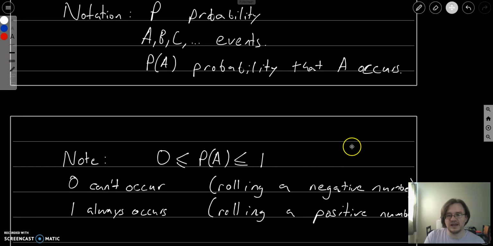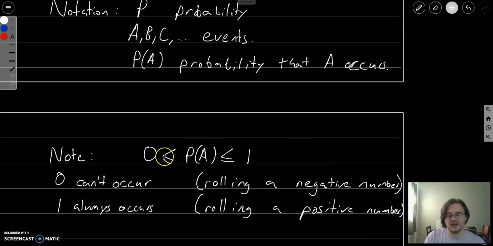One thing to note is that the probability that something occurs will be between 0 and 1. It could be equal to 0, it could be equal to 1, but it has to be somewhere in there. If the probability is 0, that means that the event can't occur. For instance, if you roll a die and you want to see what's the probability of rolling a negative number, well, you can't roll a negative number, so the probability that happens is 0. Whereas if the probability is 1, it happens 100% of the time.